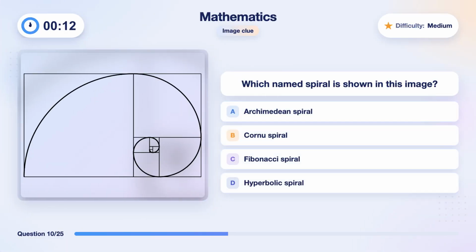Which named spiral is shown in this image? Choose. A. Archimedean spiral, B. Cornu spiral, C. Fibonacci spiral, D. Hyperbolic spiral. Easy to slip up here. 12 seconds on the clock. Go.